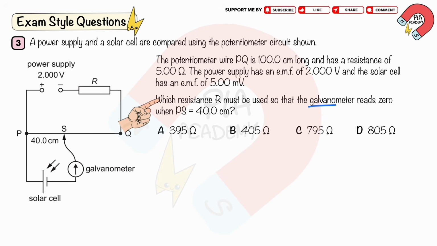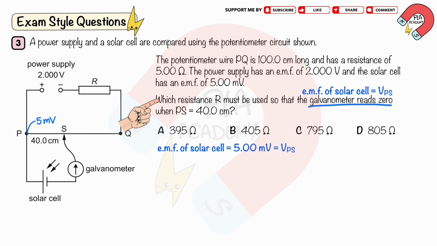The galvanometer reads 0, this means that the EMF of the solar cell equals the PD across PS. So, the PD across PS equals 5.00 millivolts. We can calculate the PD across PQ using the equation V1 over V2 equals R1 over R2. According to the resistance, it is proportional to length. So, we get V1 over V2 equals L1 over L2.